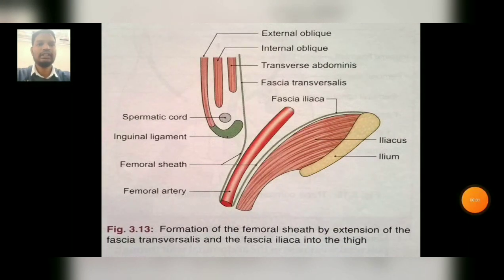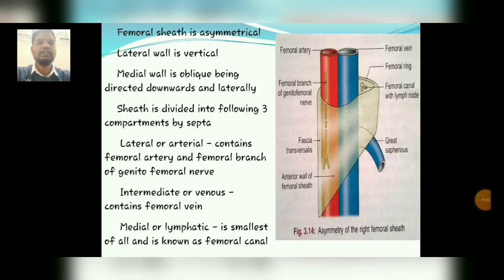Now coming to the characteristic features of the femoral sheath. The characteristic features are that it is asymmetrical and the lateral wall is vertical. The third feature is that the medial wall is oblique, being directed downward and laterally, and the sheath is divided into three compartments by thin layers known as septa.